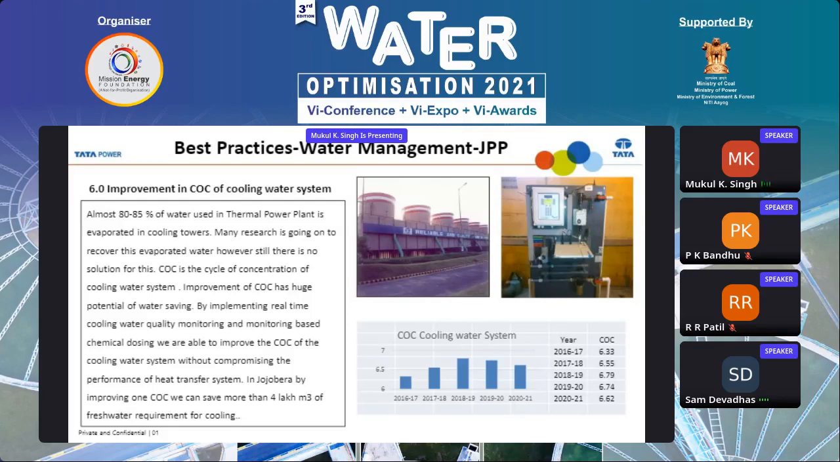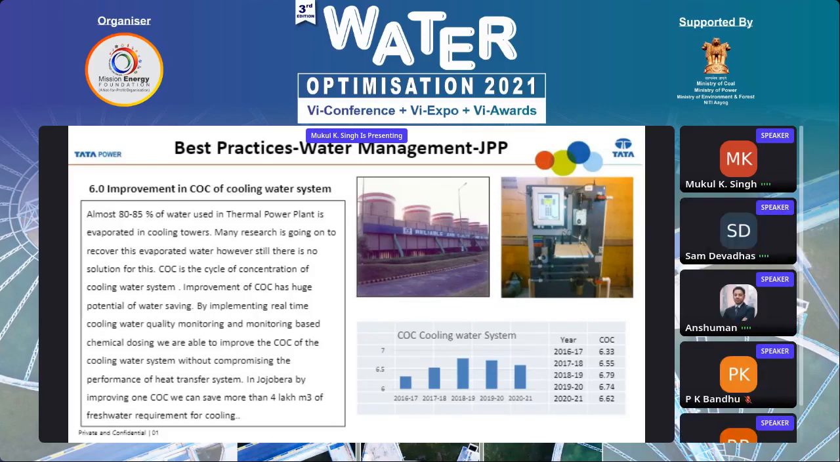This is the COC trend of the last 4-5 years, and we have improved from 2016-17 to 2019-20. Thereafter, last year there was some up and down, but we have constantly improved. Actually, the cooling towers are designed for 5 to 6 COC, and improving from that level requires efforts and no doubt cost also.